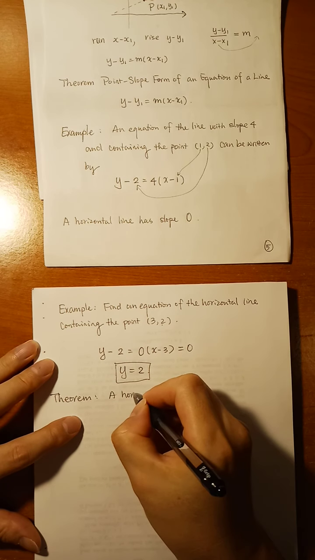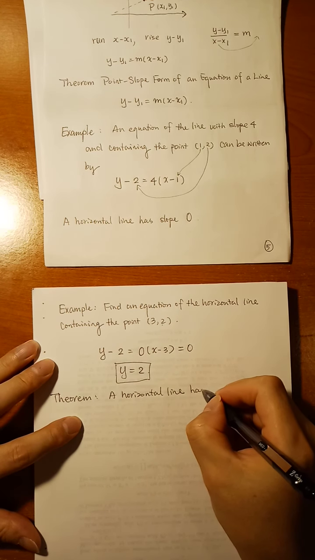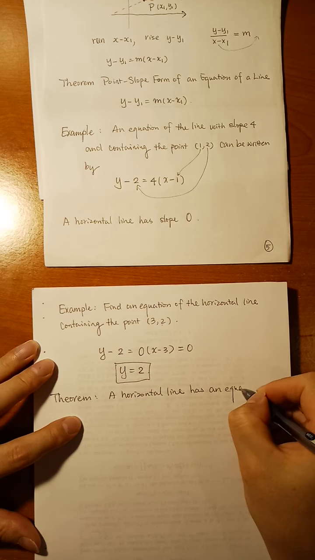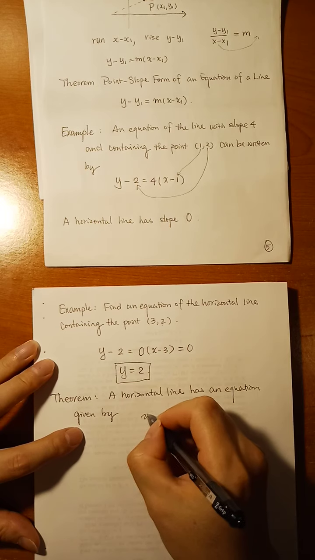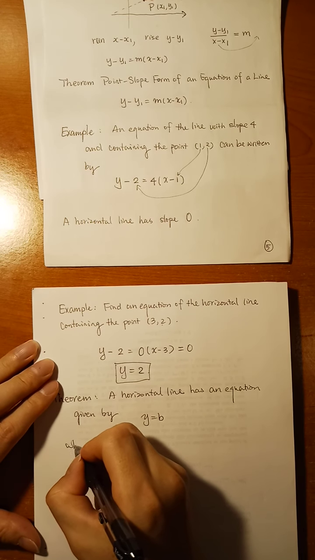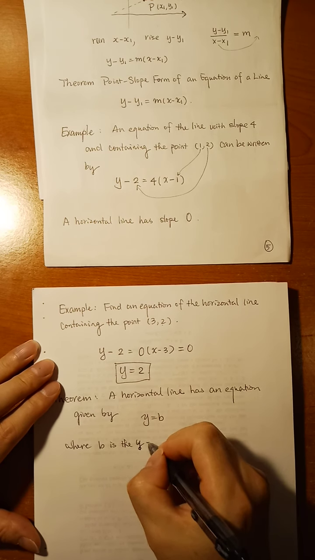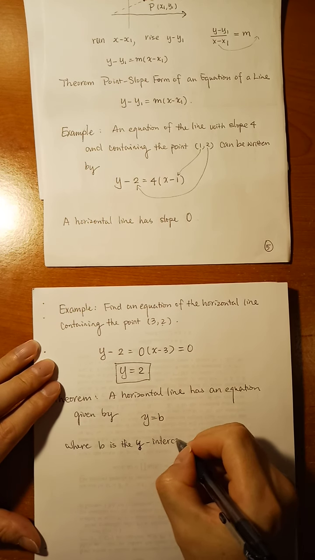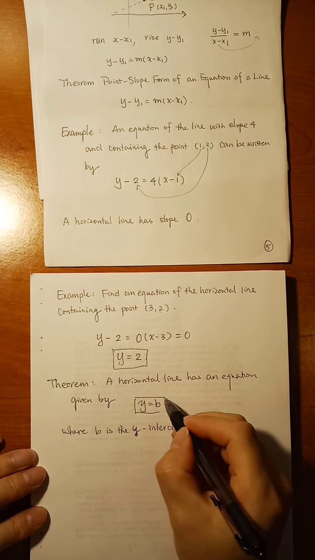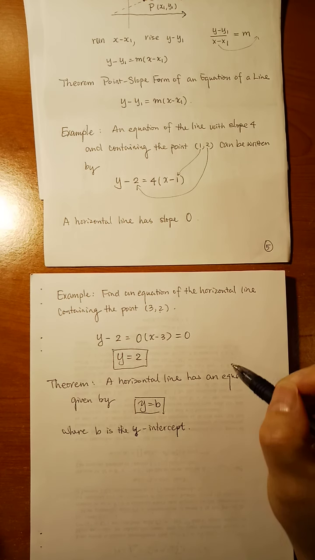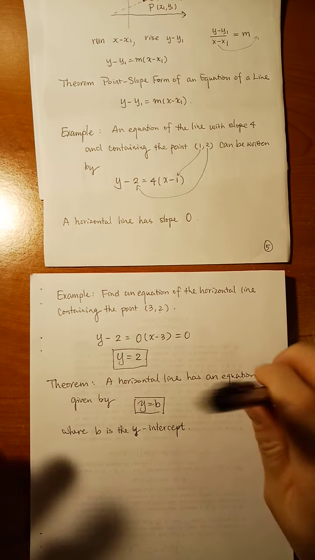So this gave us the general case. A horizontal line has an equation given by y equal to b, where b is the y intercept. Horizontal line, y equal to b. Vertical line, x equal to a. Okay, so that's two special positions.